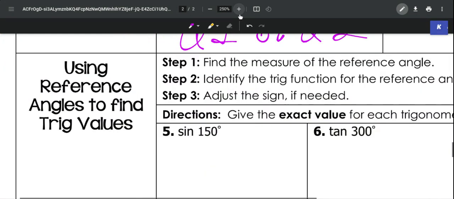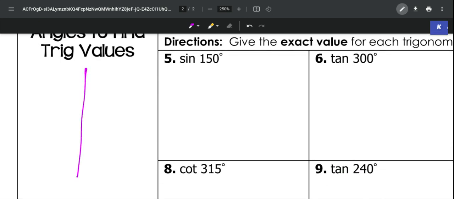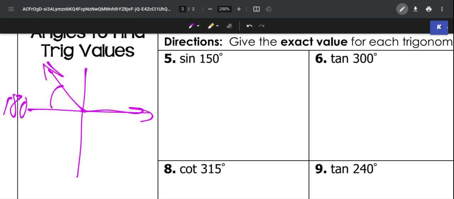So here's what we would do. If we were to draw this, 150 degrees would be somewhere in between. It would look something like this. If we want to use a reference angle, we would use 180. So our reference angle here would be 180 minus 150, which is 30 degrees. So our reference angle for sine of 150 degrees is 30 degrees.